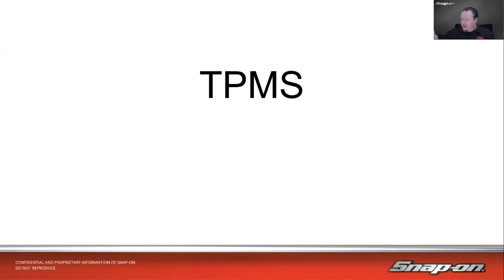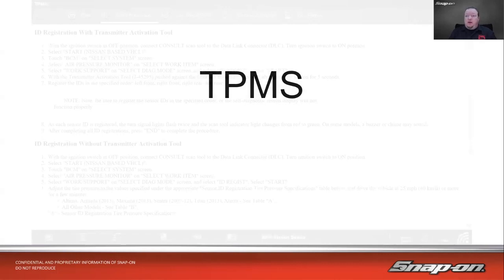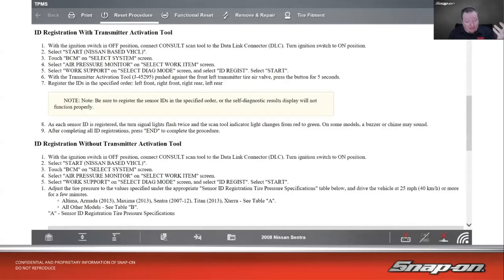Next, move on to TPMS. So here's another example, once again, with Nissan. Nissan seems to have some quirks with some things. So for TPMS, if I need to register a tire pressure monitor sensor, we can do it one of two ways. We can do it with the transmitter activation tool, or we can do it without a transmitter actuator tool.